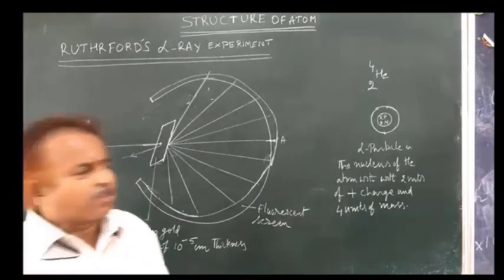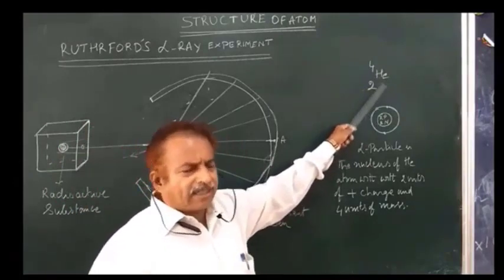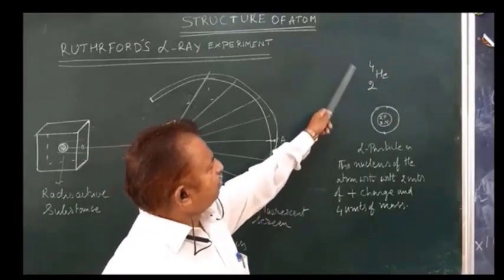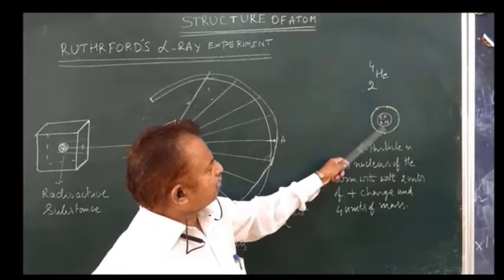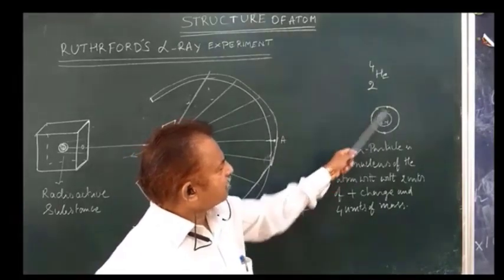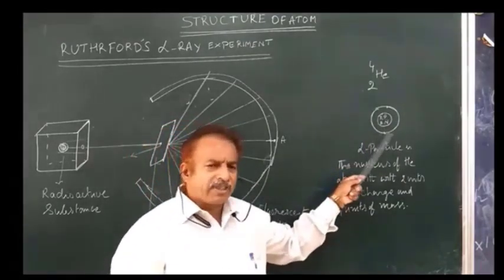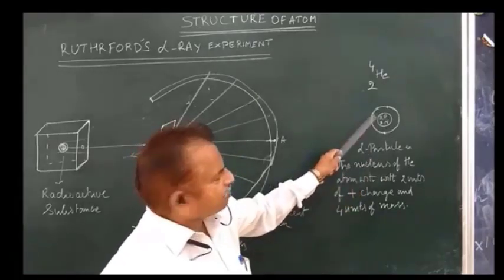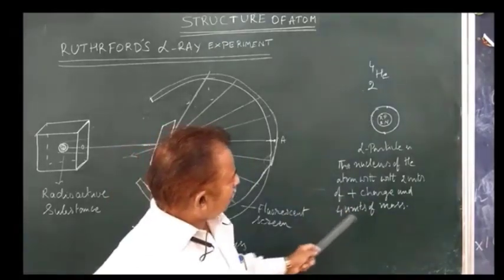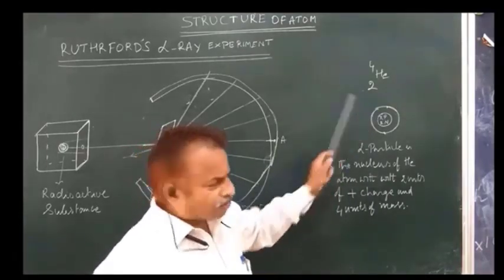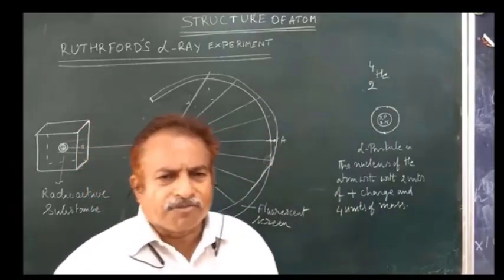Let us have some previous knowledge. Helium is a light gas and it has atomic number 2 and mass number 4, which indicates that helium has 2 protons and 2 neutrons in its nucleus and it has 2 electrons. Suppose these 2 electrons are removed, then this becomes the nucleus of the helium atom. It carries 2 units of positive charge due to the presence of 2 protons and 4 units of mass due to the presence of 2 protons and 2 neutrons. So, such a nucleus of helium atom is an alpha particle.